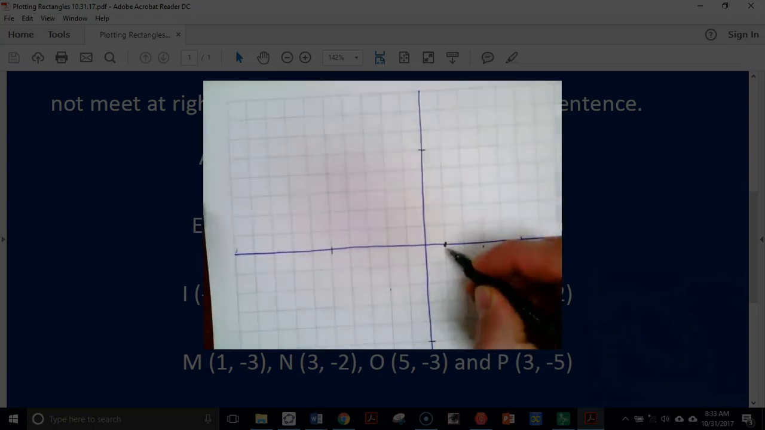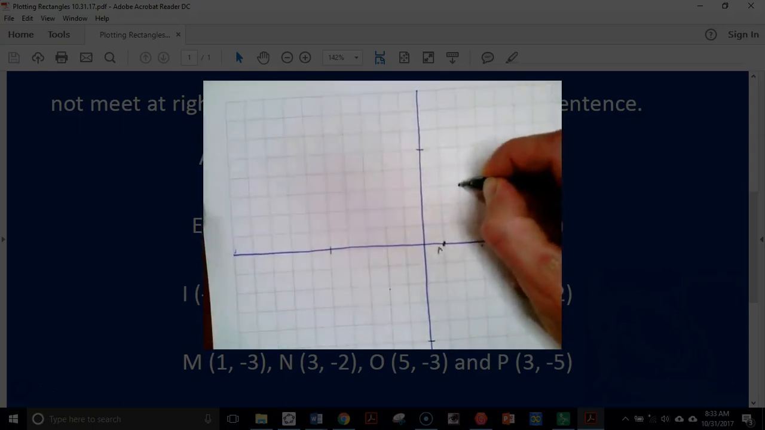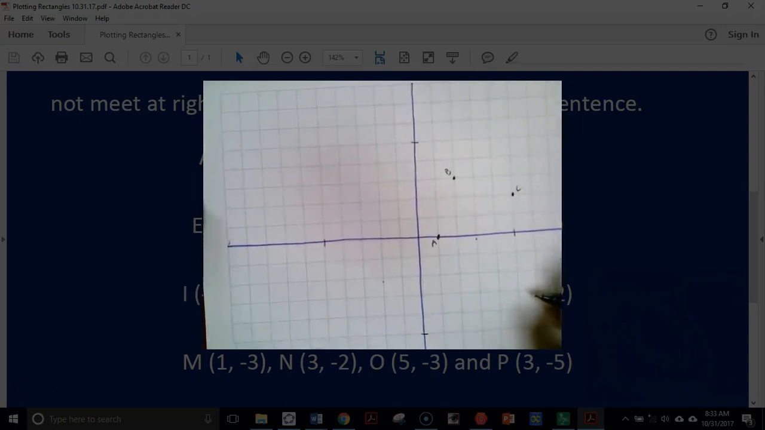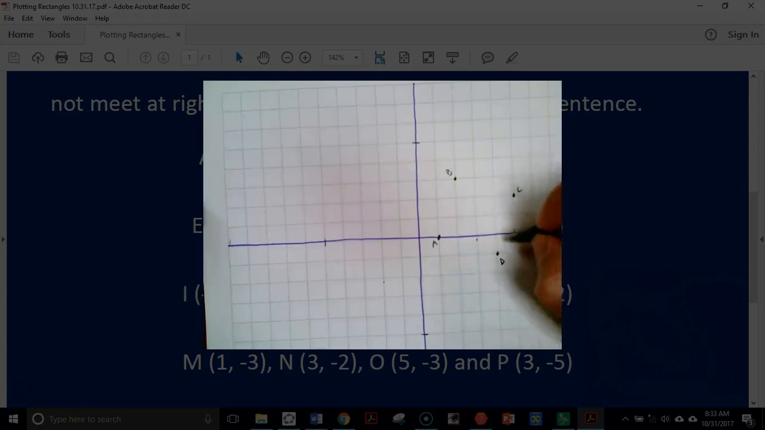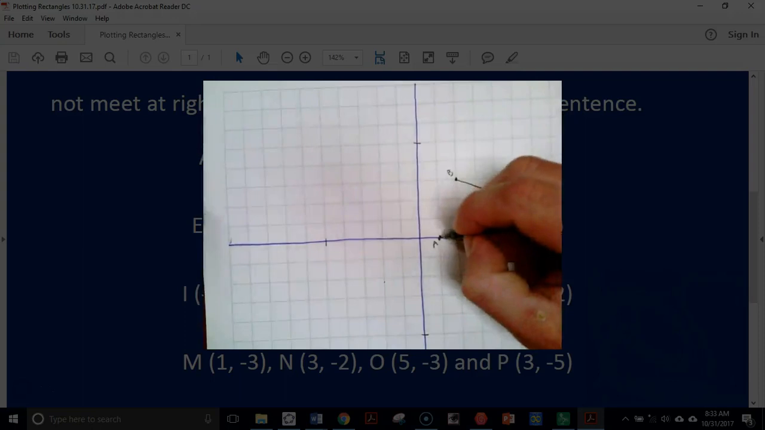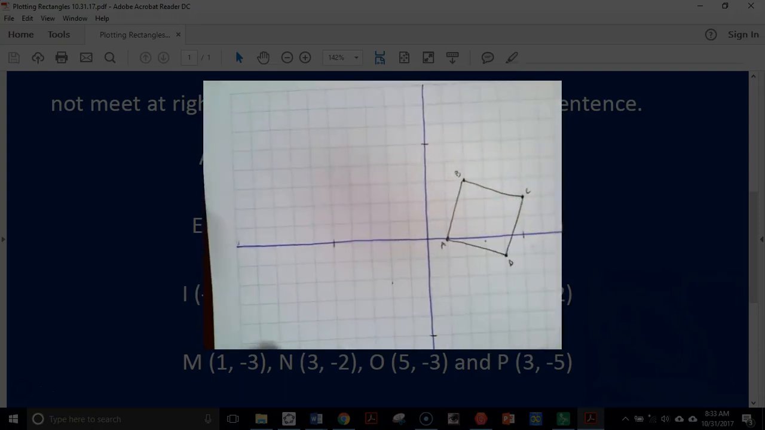That's right here. That's A. Point B is the point 2, 3. That's up here. That's B. Point C is the point 5, 2. That's right over here. Point D is the point 4, negative 1, sorry. That's D right here. Just going to draw this in kind of roughly. If you want to do a little nicer with a ruler, that'd be fine. Okay, there's the first one.